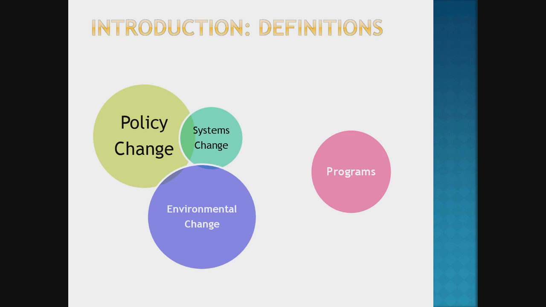Oftentimes, as we're talking about policy, systems, and environmental changes, there can be overlap, and that's okay. A policy change could lead to an environmental change. An environmental change could lead to a systems change. So just keep that in mind. It's okay if there's some overlap among those as well.